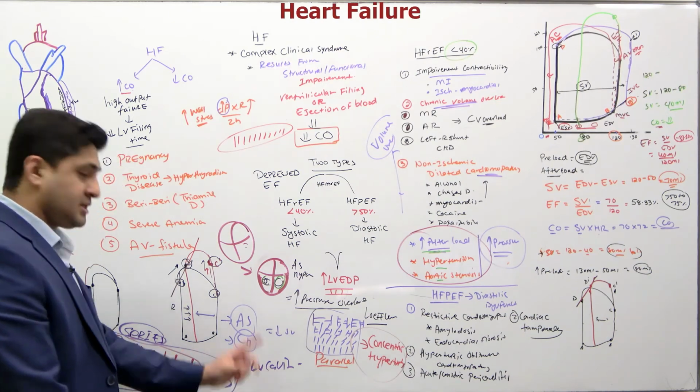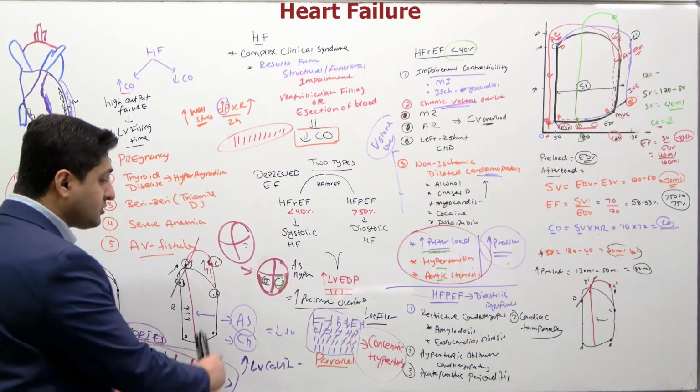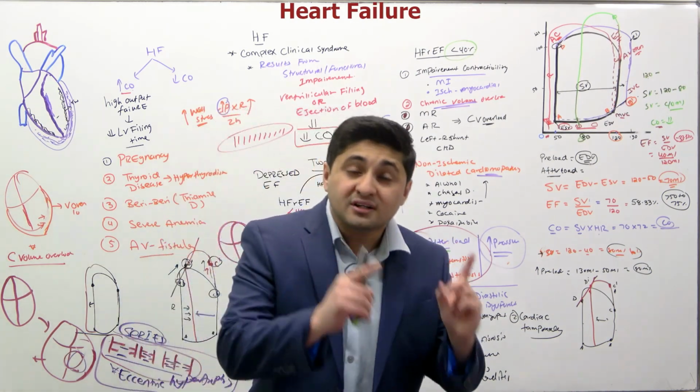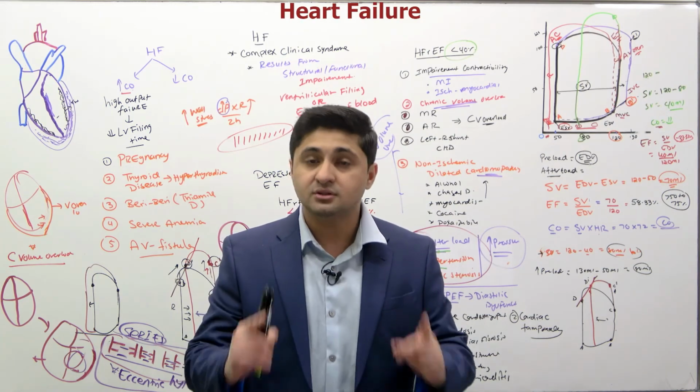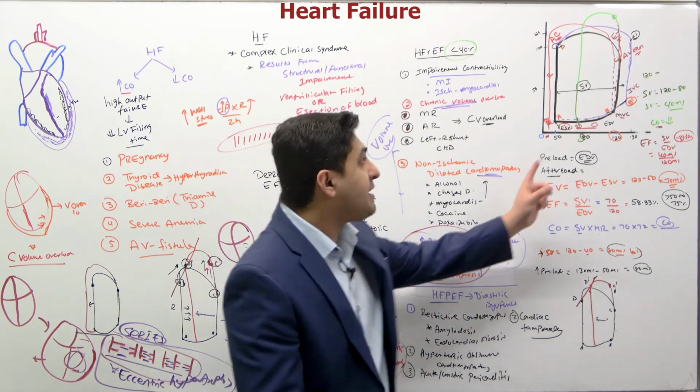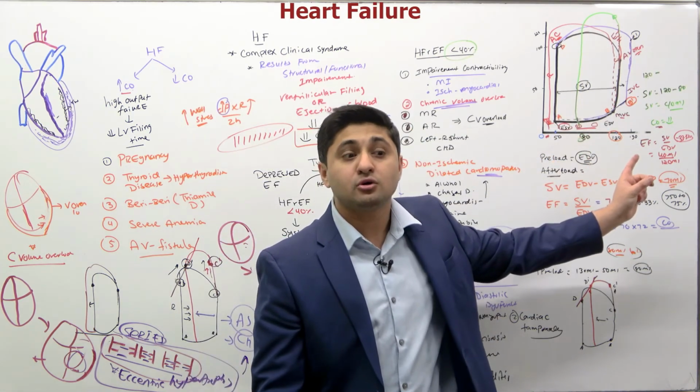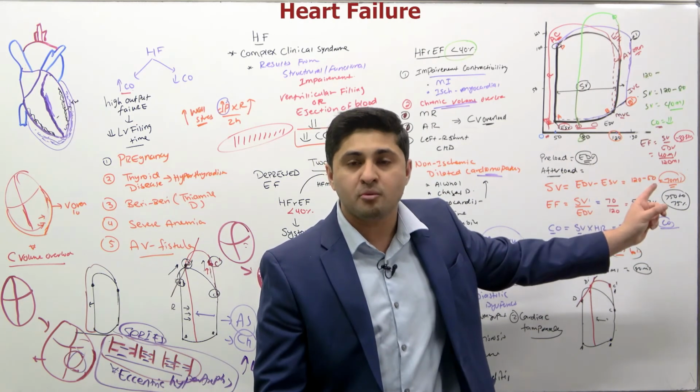You've got to know this, please. You've got to know concentric and eccentric hypertrophy, and in what condition you see each. You need to know this. It's very, very important. And make sure you know the pressure-volume loop curve graph. It's so important, right?